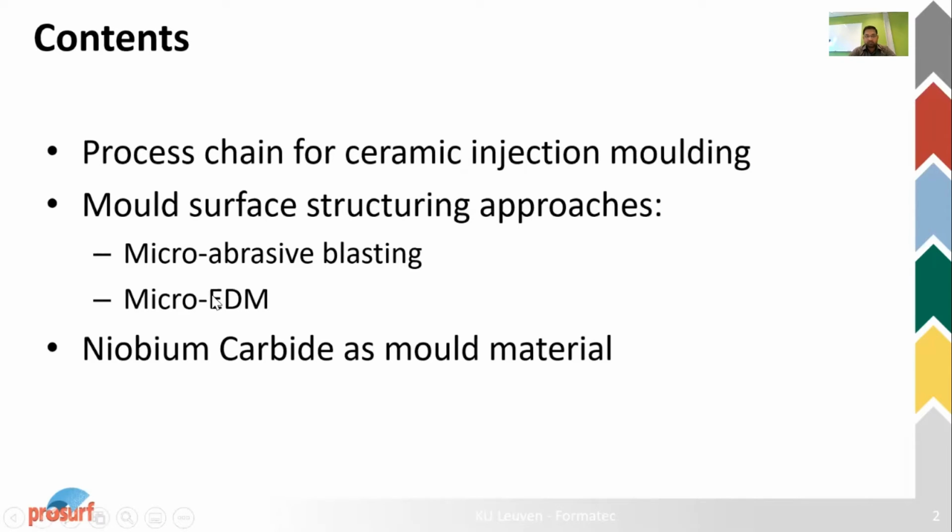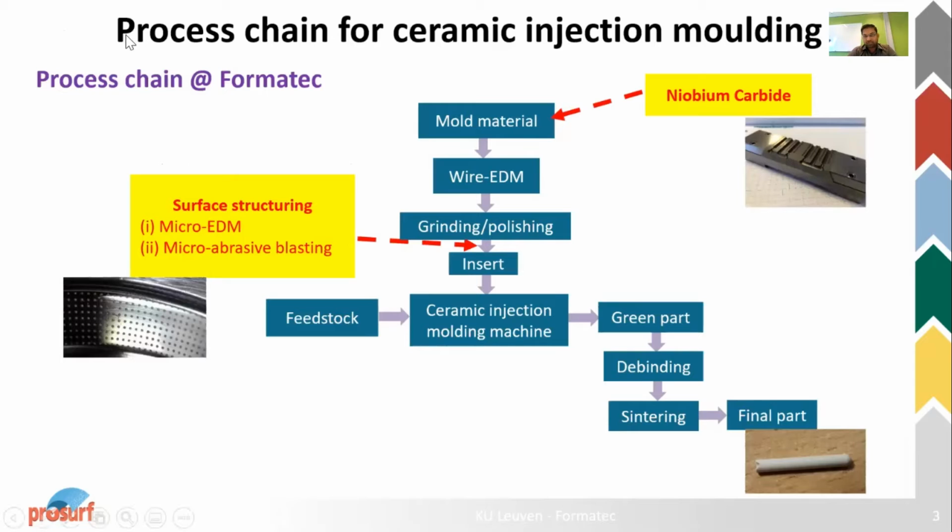Then the second step was to use the micro-EDM process for manufacturing micro dimples on the mold surfaces so as to increase the feedstock flowability. And finally, in order to reduce the mold wear during ceramic injection molding, we introduced the novel material niobium carbide.